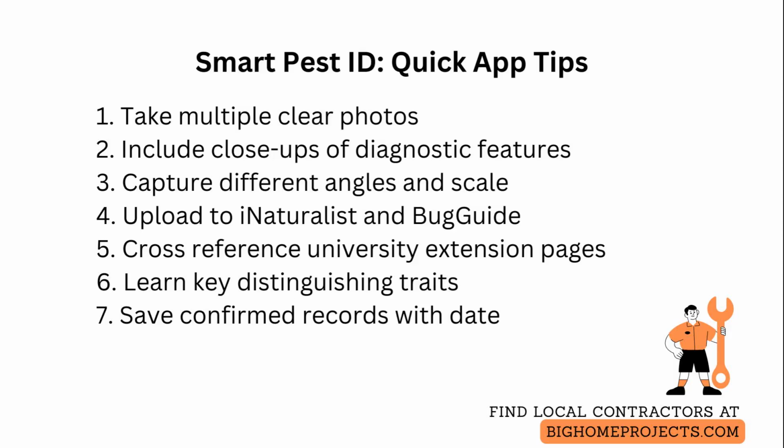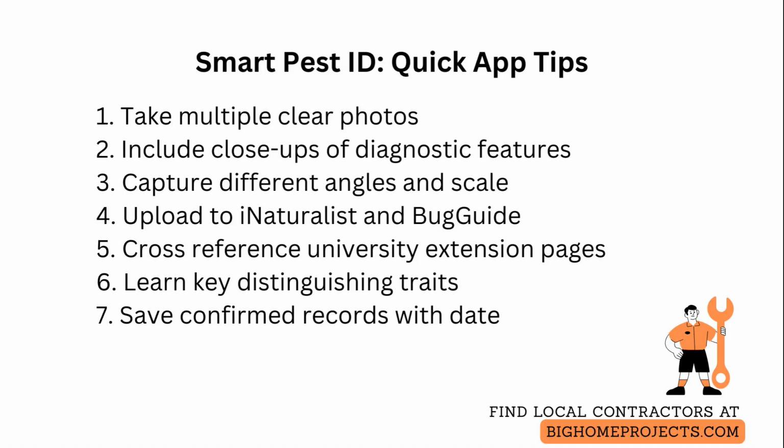For example, immature insect forms can resemble spiders or tiny beetles, and some beneficial insects mimic pests, so check behavior as well as morphology. Use the app search filters to narrow results by geography, host plant, or damage type, and read comment threads for consensus rather than relying on a single automated match.